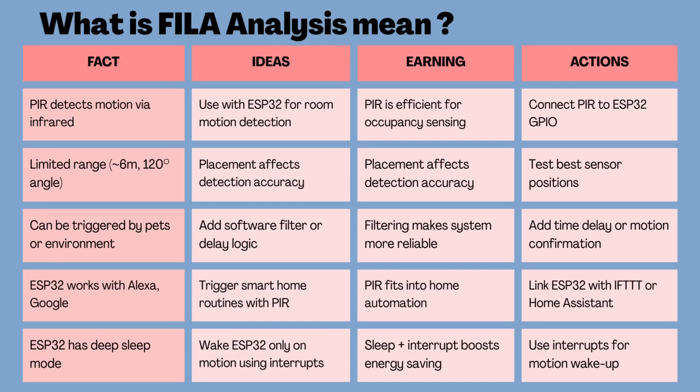For the third fact, it can be triggered by pets or the environment. For the ideas, add software filter or delay logic. For the learning, filtering makes the system more reliable. And for the action, add time delay or motion confirmation. For the fourth fact, the ESP32 works with Alexa and Google. For the ideas, trigger smart home routines with PIR. Learning, PIR fits into home automation. And for the action, link ESP32 with IFTTT or Home Assistant.